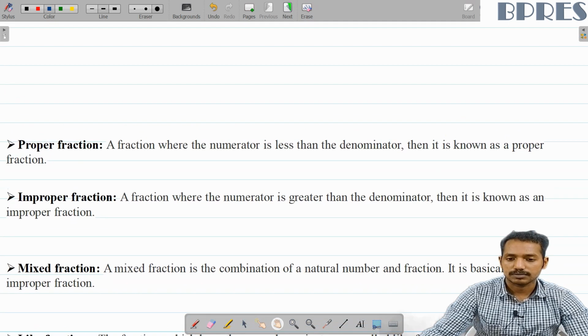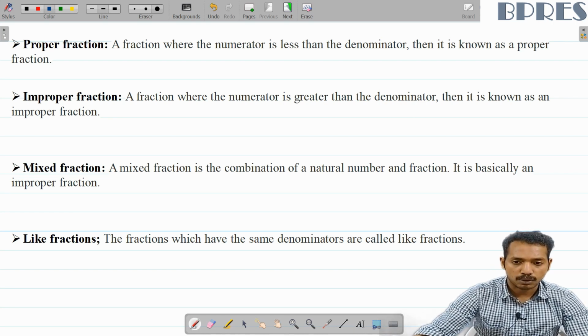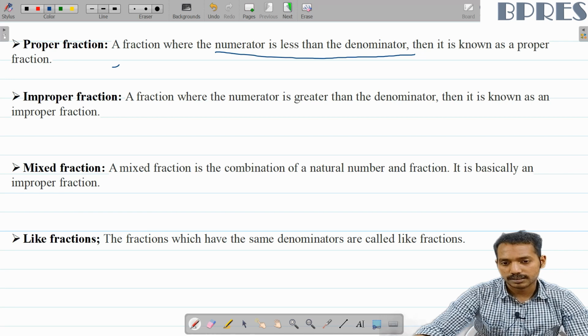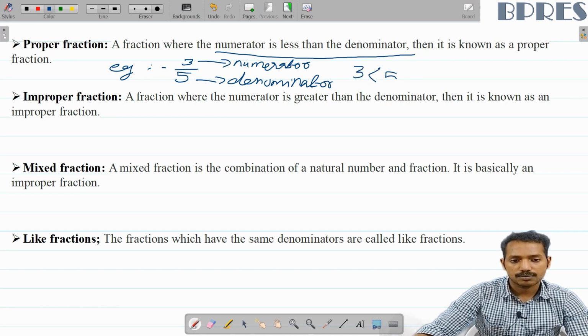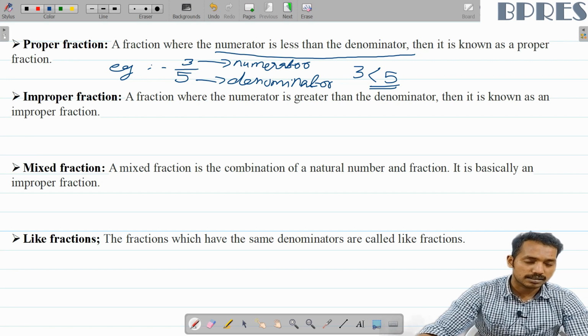Now let's discuss the different types of fractions. First is proper fraction, then improper fraction, mixed fraction and like fractions. What is a proper fraction? A proper fraction is one whose numerator is less than the denominator. For example, we can write 3 by 5. Well, 3 is the numerator and 5 is the denominator. Here you can see that 3 is less than 5. So such types of fractions are called proper fractions: a fraction where the numerator is less than the denominator.